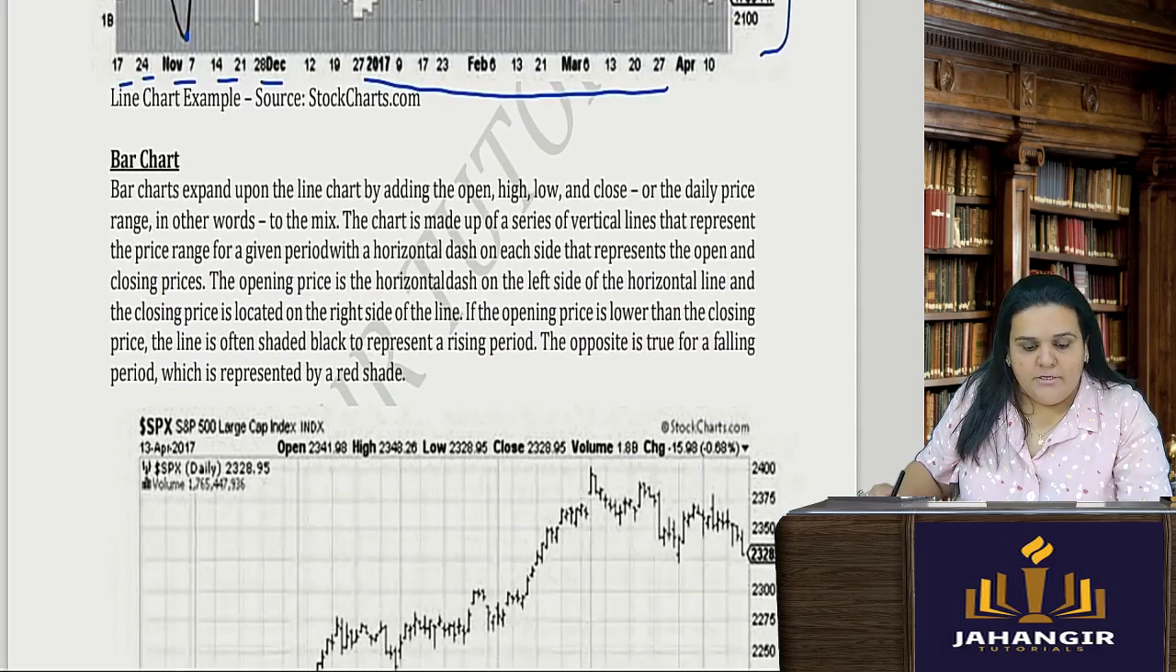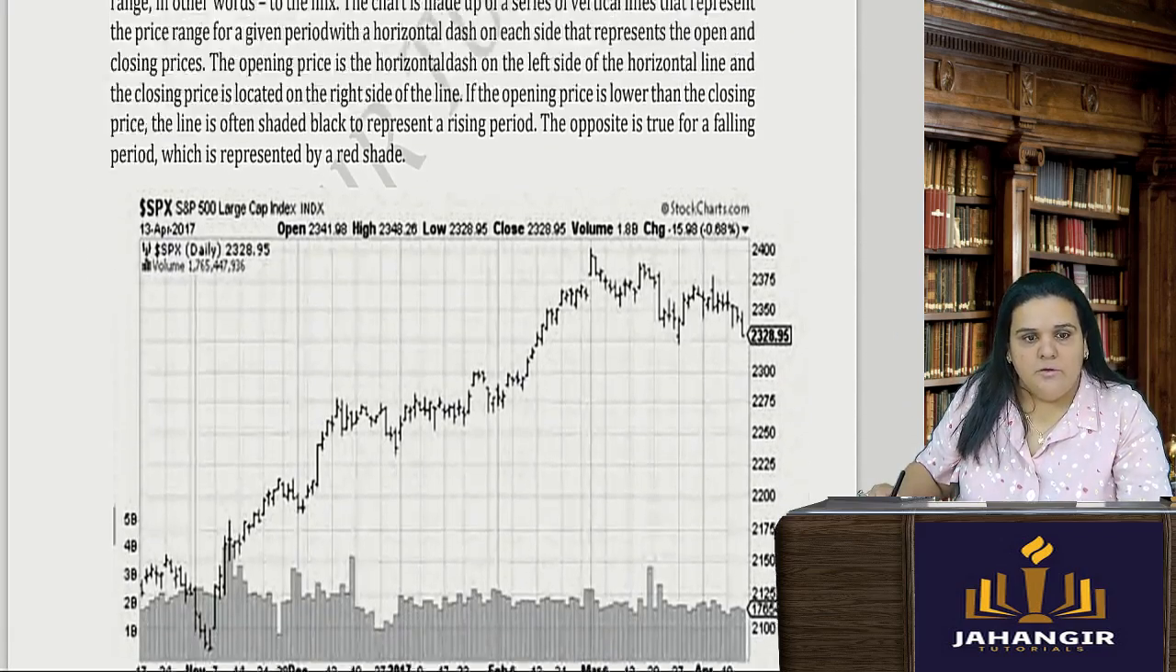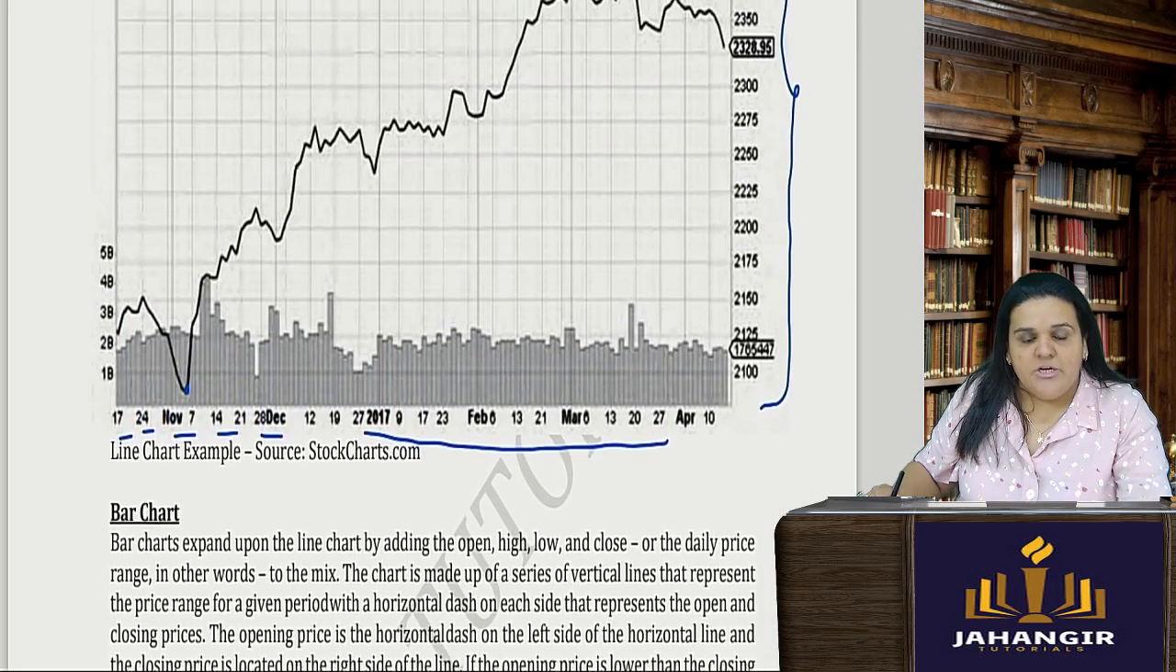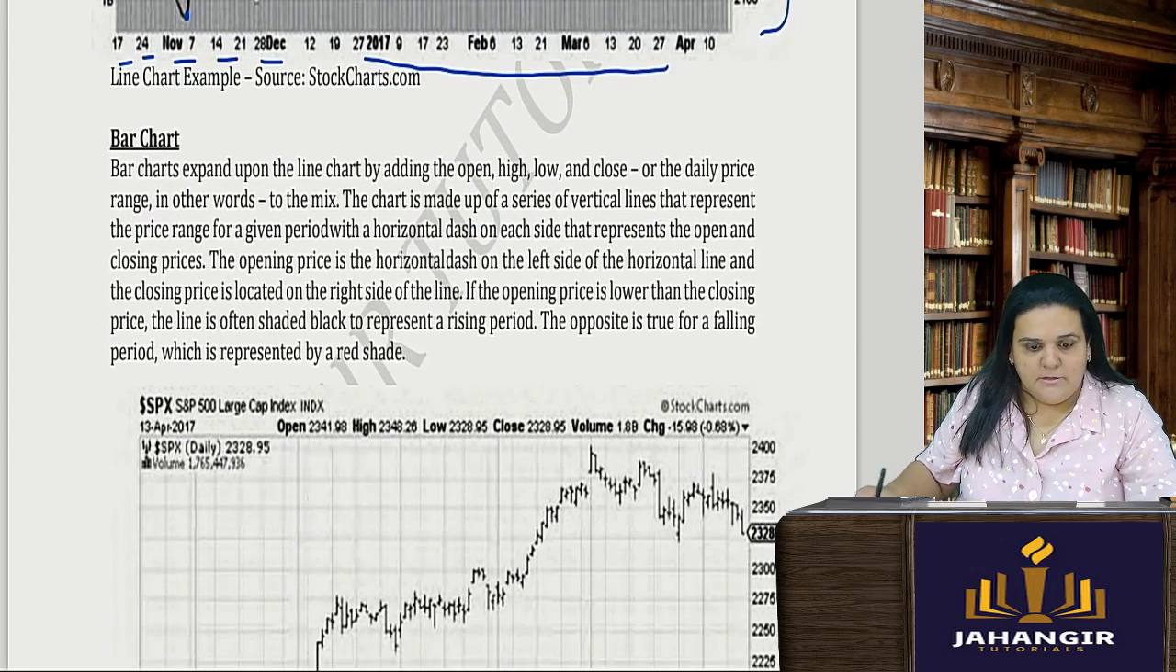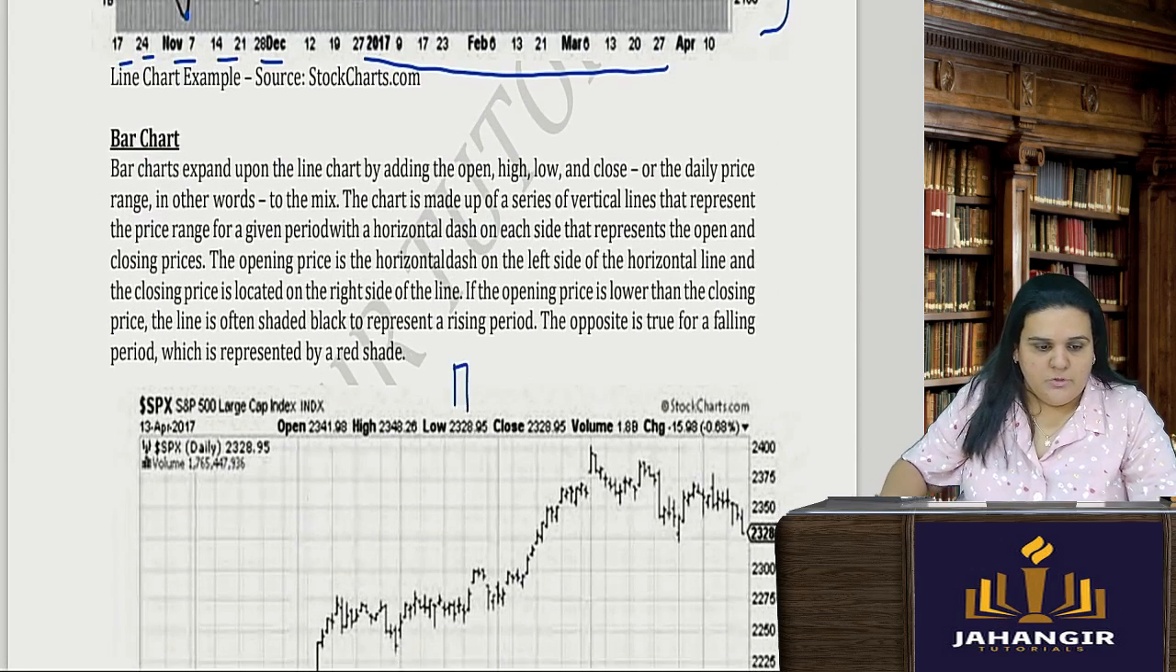Similarly, you have a bar chart. In a line chart, you will never come to know the open and closing price on that particular date. In a bar chart, you will come to know that, because it is in the form of a bar, no? I'll show you a bar chart.